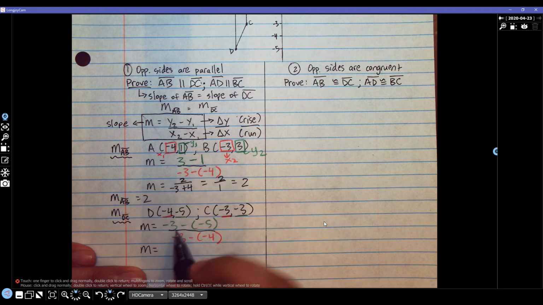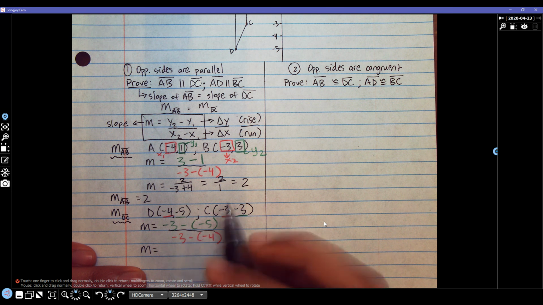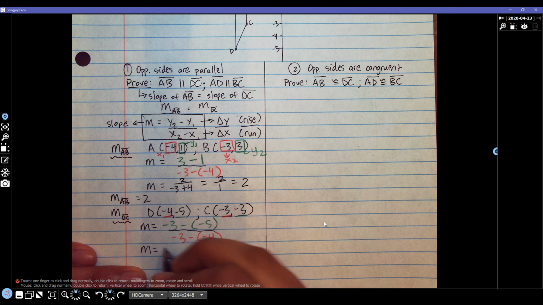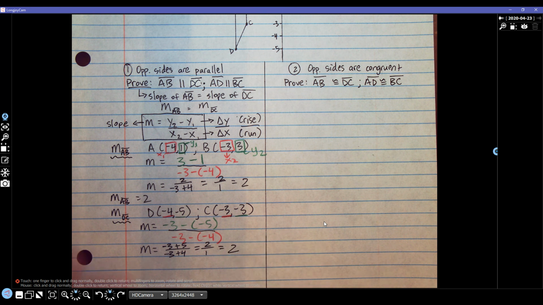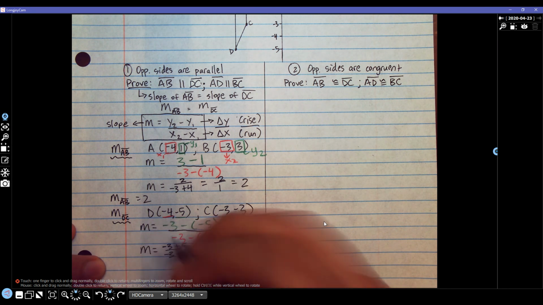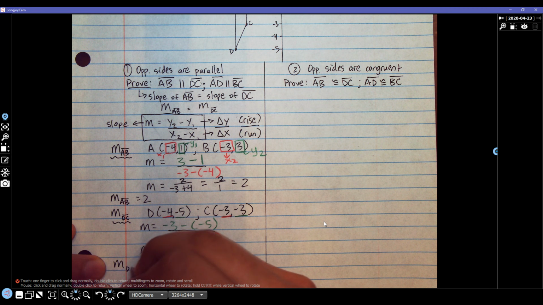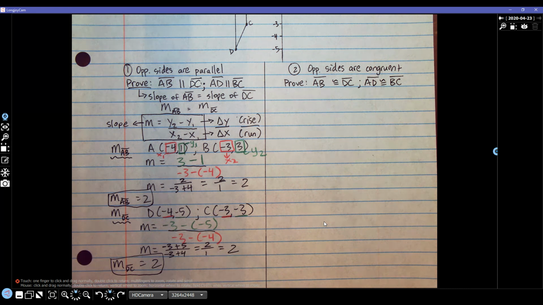So we have a negative 3 minus a negative 5 here, so that'll become negative 3 plus 5 over negative 3 plus 4. This will get us 2 over 1. And as we had checked before, it should be 2. So we have proven now that segment AB has a slope of 2 and segment DC has a slope of 2.